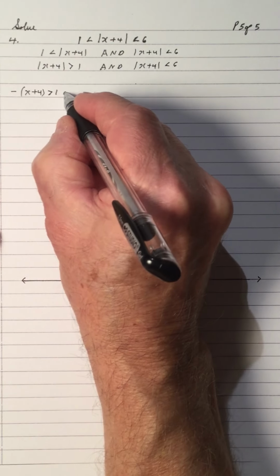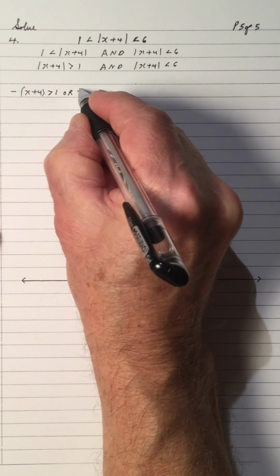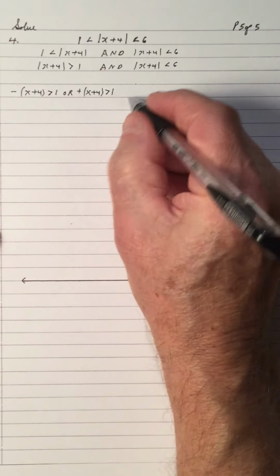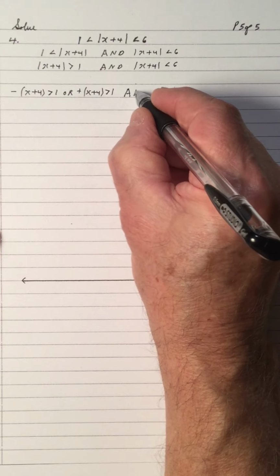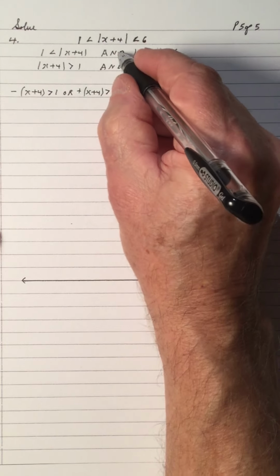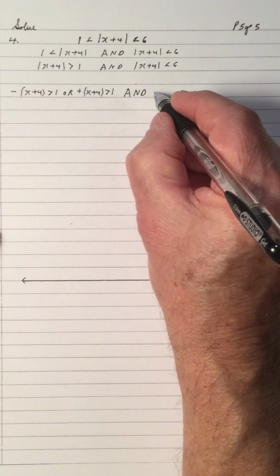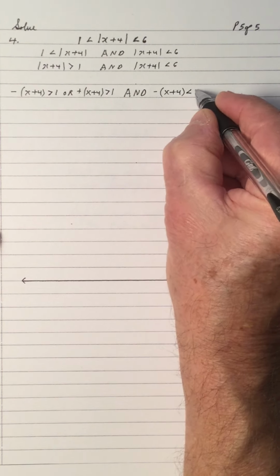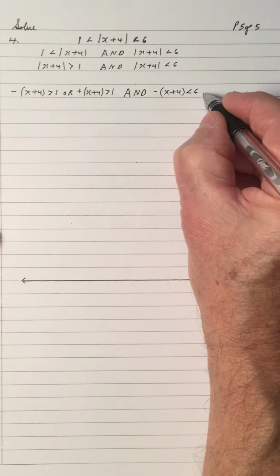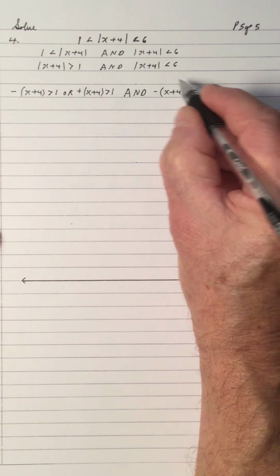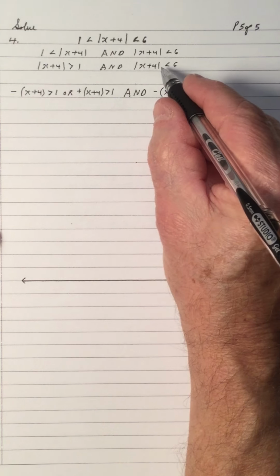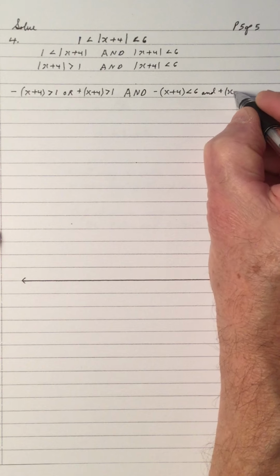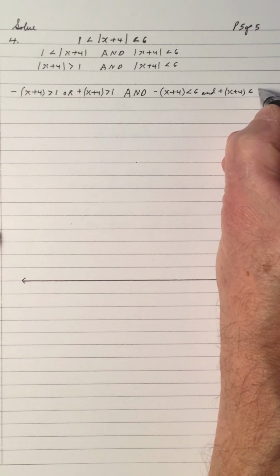A greater than is an or. And the positive of x plus 4 is greater than 1. And here's the and in between. So we're coming down the middle. So we have the negative of x plus 4 is less than 6. And less than, and I'm going to write a small and here. A less than is an and. So a less than is in between and. So it's positive x plus 4 less than 6.